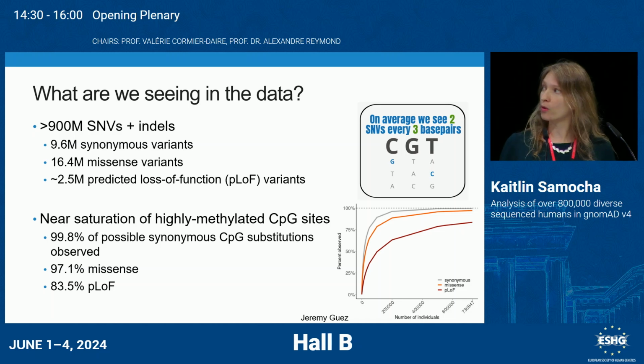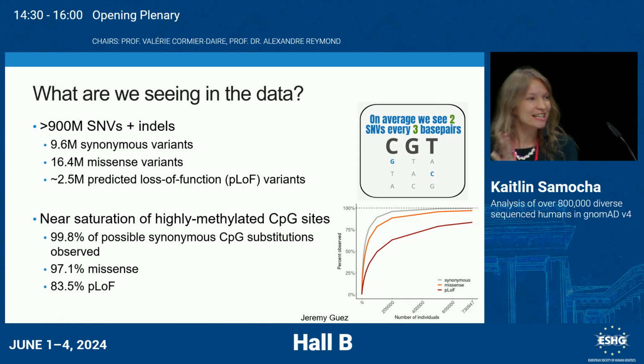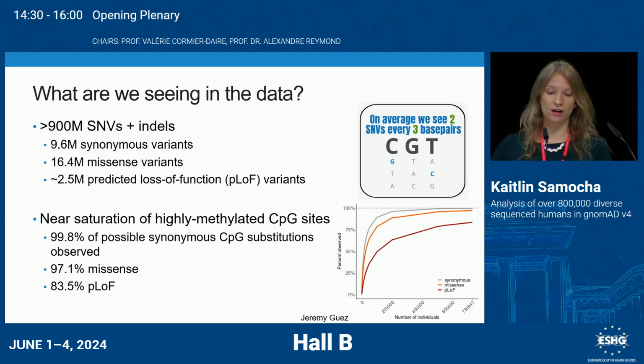We do see slightly lower numbers for missense and for loss of function. And I don't want to oversell this, though. This is the most mutable context. We are nowhere near saturation for the other contexts within the genome, but we are approaching it for this particular one.